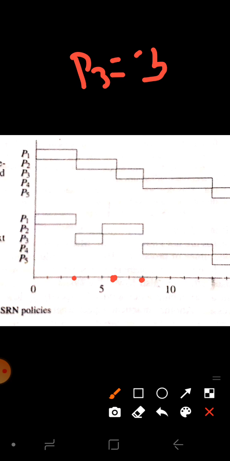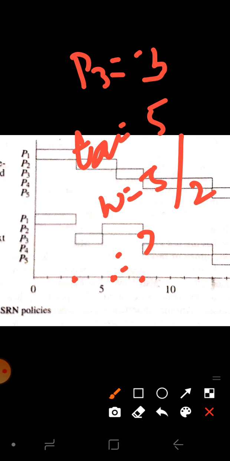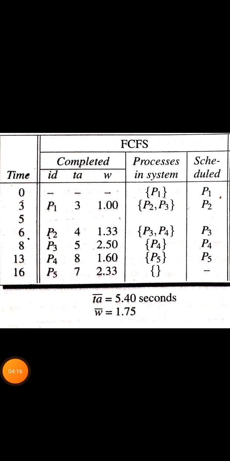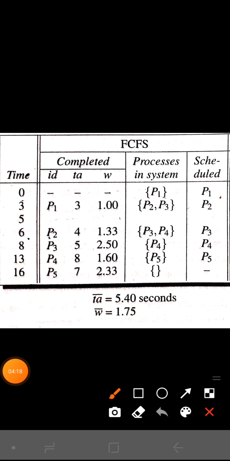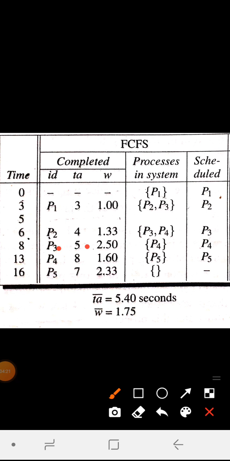Therefore, the job is submitted at 3 and it is getting completed at 8, because it starts its execution at 6 and completes at 8. Therefore, the turnaround time will be 5, whereas weighted turnaround time will be 5 by 2, which is equal to 2.5 for process P3. See here in this table, P3 turnaround time is 5 and weighted turnaround time is 2.50.